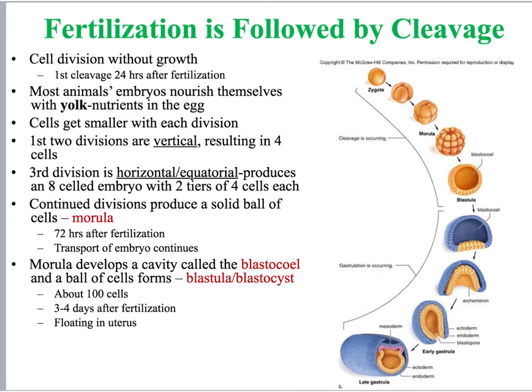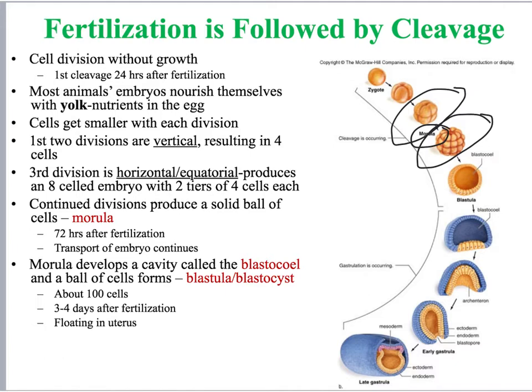Okay, so we have cleavage, these divisions without growth. Cells get smaller with each division. The first 2 divisions are vertical, resulting in 4 cells. Well, first it's a 2 cell, then a 4 cell. The third division is horizontal and produces an 8-celled embryo with 2 tiers of 4 cells each. And eventually, after about 3 days, continued divisions produce a solid ball of cells, which we call a morula. Now, morula means little berry, which I think is cute. It's a great name, little berry.